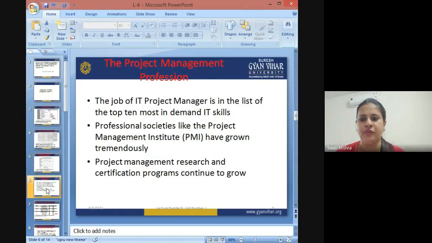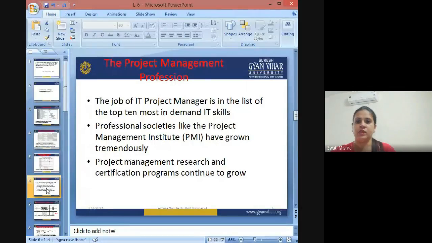So if we talk about project management as a profession, the job of IT project managers, you can say that it is in the list of the top 10 most demanding skills in the IT sector. Why am I sharing this information with you? The reason is that you should understand the importance of studying this subject. Yesterday also I had made you understand the career scopes of this subject, and today also I'm sharing a brief insight into it.